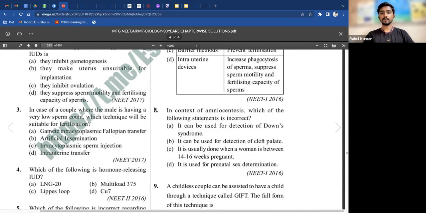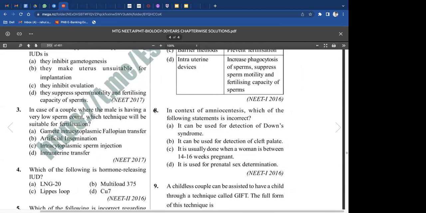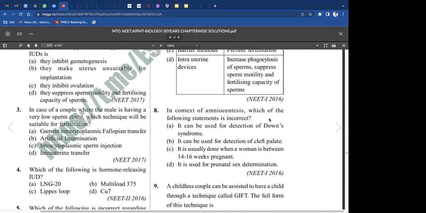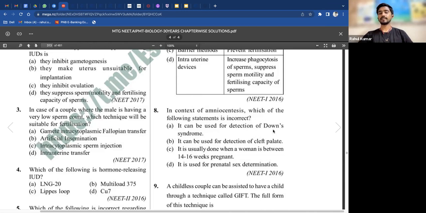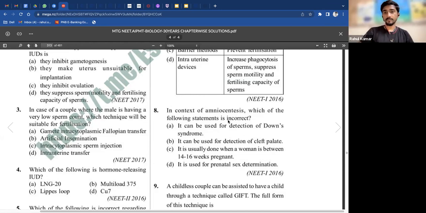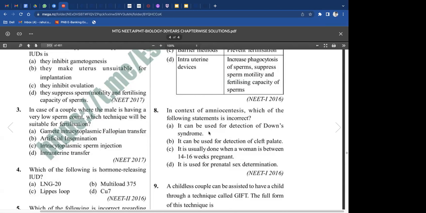Now please read question number 8 and read it carefully. I want the right answer. So what is Down syndrome? Down syndrome is a chromosomal disorder. You just have to know that it is a chromosomal disorder. You can solve it now. In context of amniocentesis, which of the following statements is incorrect? It can be used for detection of Down syndrome. Incorrect. Remember, it is asking you the incorrect statement. It can be used for detection of cleft lip.